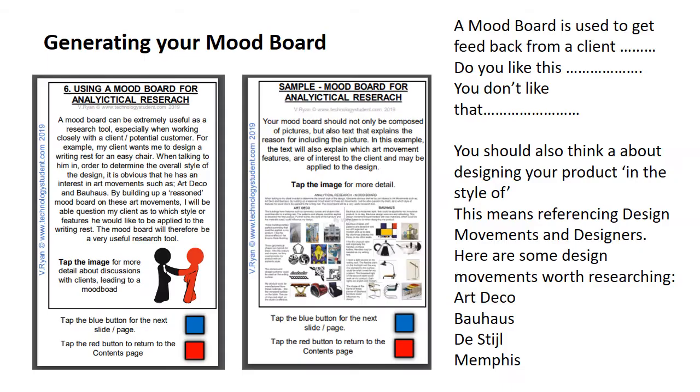Okay. So to start off with, we're looking at slide number 6 on the NEA app, which you should have downloaded, and that's using a mood board for analytical research. You can use the mood board to show to your client and then get feedback. So you can show them a number of images. You can say, do you like this? Do you like the colors? Do you like the material? Do you like the style? And they can say, yes, I like that, or they can say, don't like that at all. Okay, and that can show you a way to design a product for their taste.